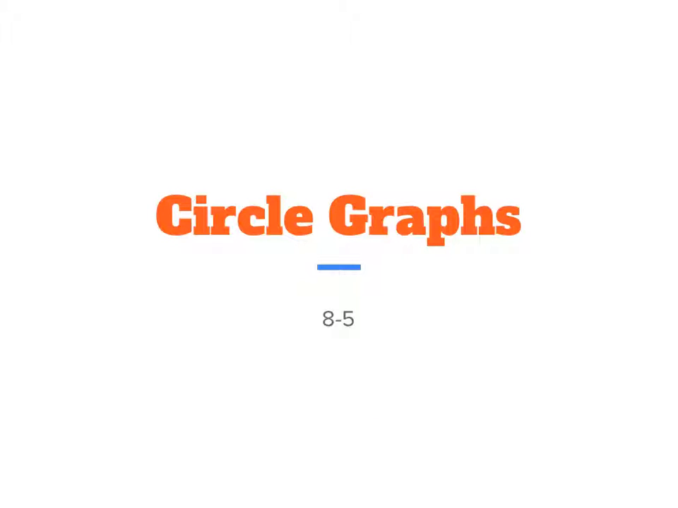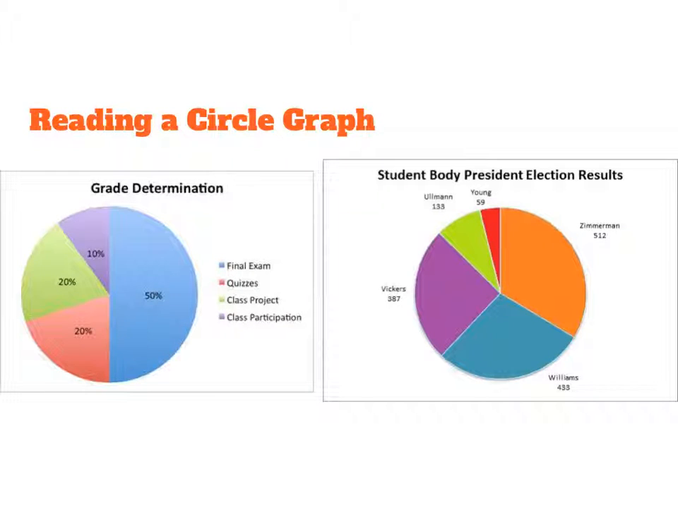Welcome to Lesson 8.5. Today we're going to talk about circle graphs, or as they're called, pie graphs. Now there are two types of circle graphs that we're going to be working with. The first one on the left is a percentage graph, because all of the numbers in the pieces give you a percent of the total that fall in that pie piece.